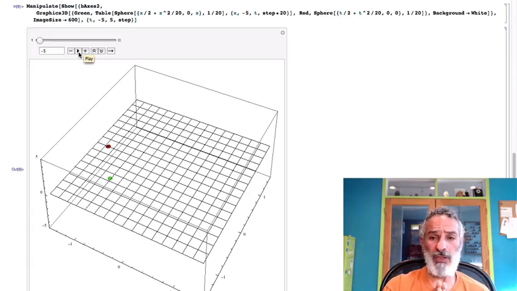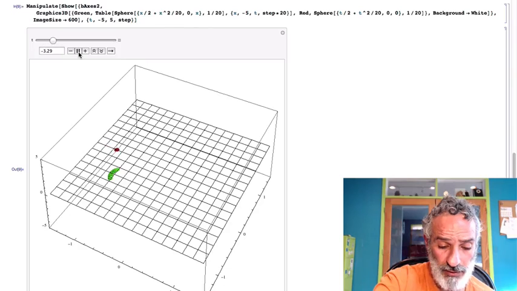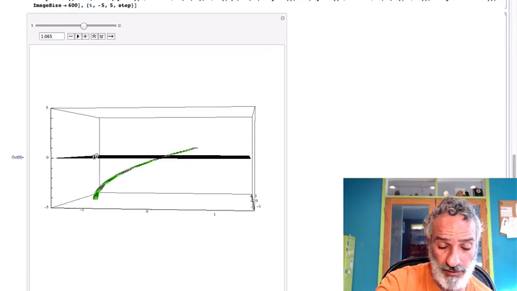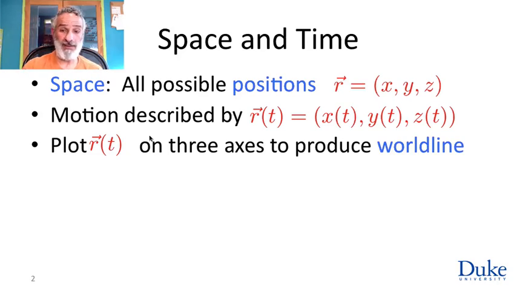Well, when it's moving slow, its world line will be close to the vertical, and as it speeds up, its world line will curl away from the vertical, so that the graph that we draw is no longer a straight line, despite the fact that the motion of the object was in a straight line. Because it was not moving at a constant speed, its world line curved. So this is spacetime. Spacetime is the place where you plot r of t.